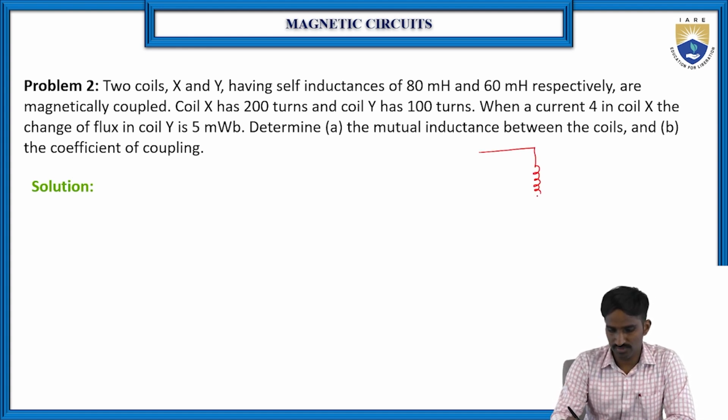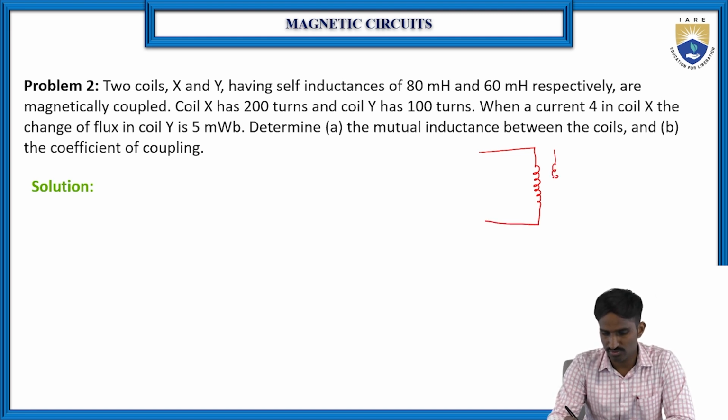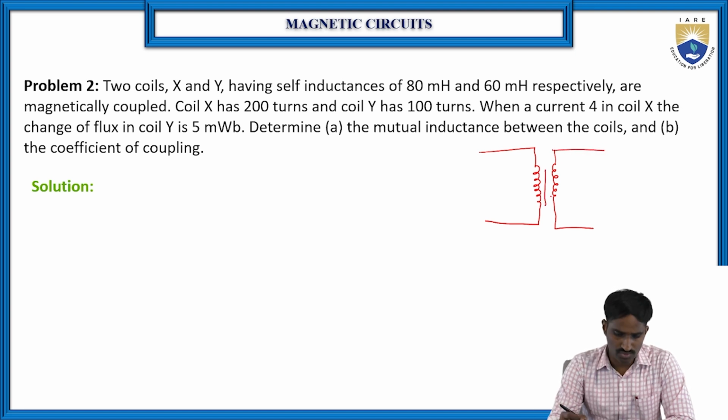So here there are two circuits. One is X and another one is Y. These are the two coils that they have mentioned. Right, so here the current is flowing. This is the coil X, and this is the coil Y. Here N1 is equal to 200, and N2 is equal to 100. And another one, L1 is equal to 80 millihenries and L2 is equal to 60 millihenries.